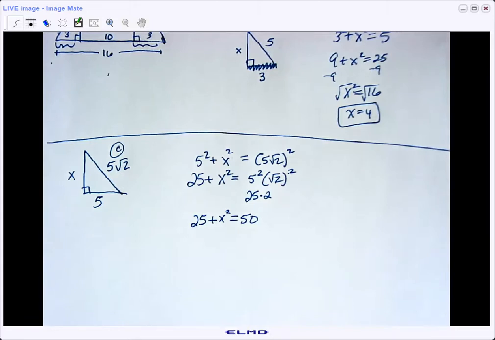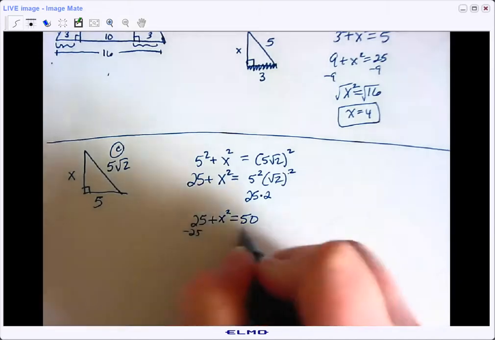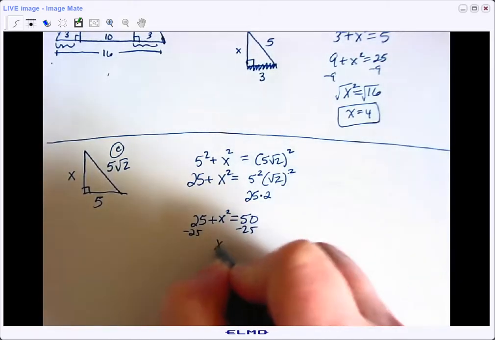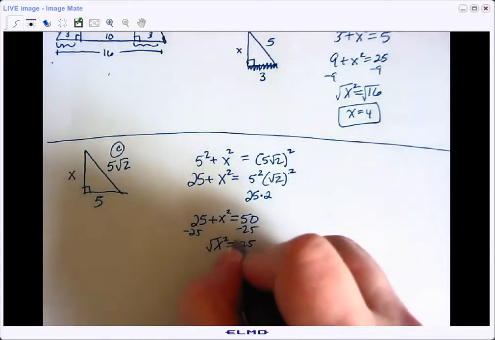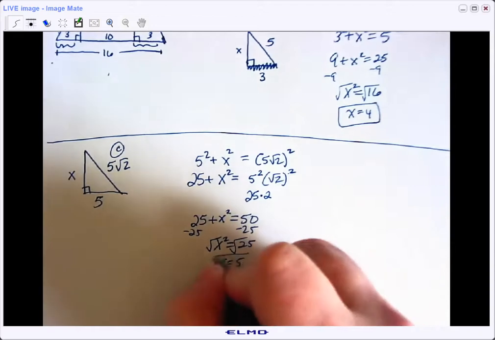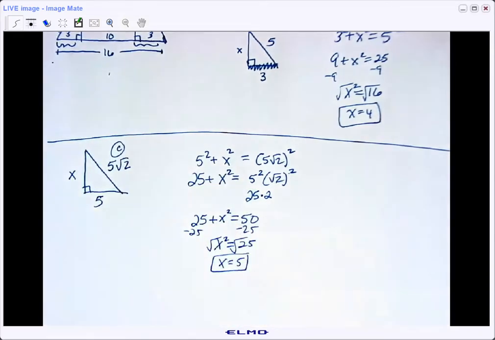This is the part that, you may know how to do the Pythagorean theorem perfectly, but this might be the part that'll trip you up. Okay, so minus 25 on both sides. X squared equals 25. And then taking the square root of both sides, you get x equals 5. And you probably already knew that if you recognize the pattern. It's one of our special triangles.